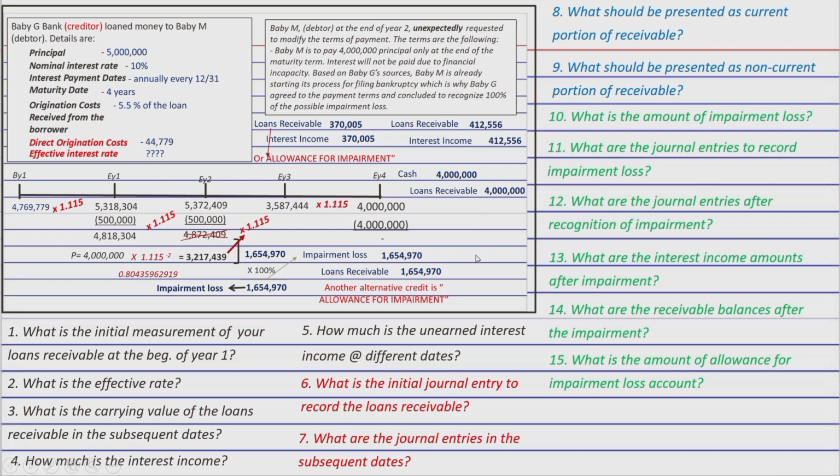And that's it. Question number 16, which is the second to the last question, is what are the current and the non-current portion of the receivable balance after the impairment? That's practically the same with question number 8 and question number 9. If after 12 months the receivable did not decrease, then all of the balance will be considered non-current. But if it did decrease, then the decrease is the current portion and the remaining balance after 12 months is considered non-current. So that's question number 16.